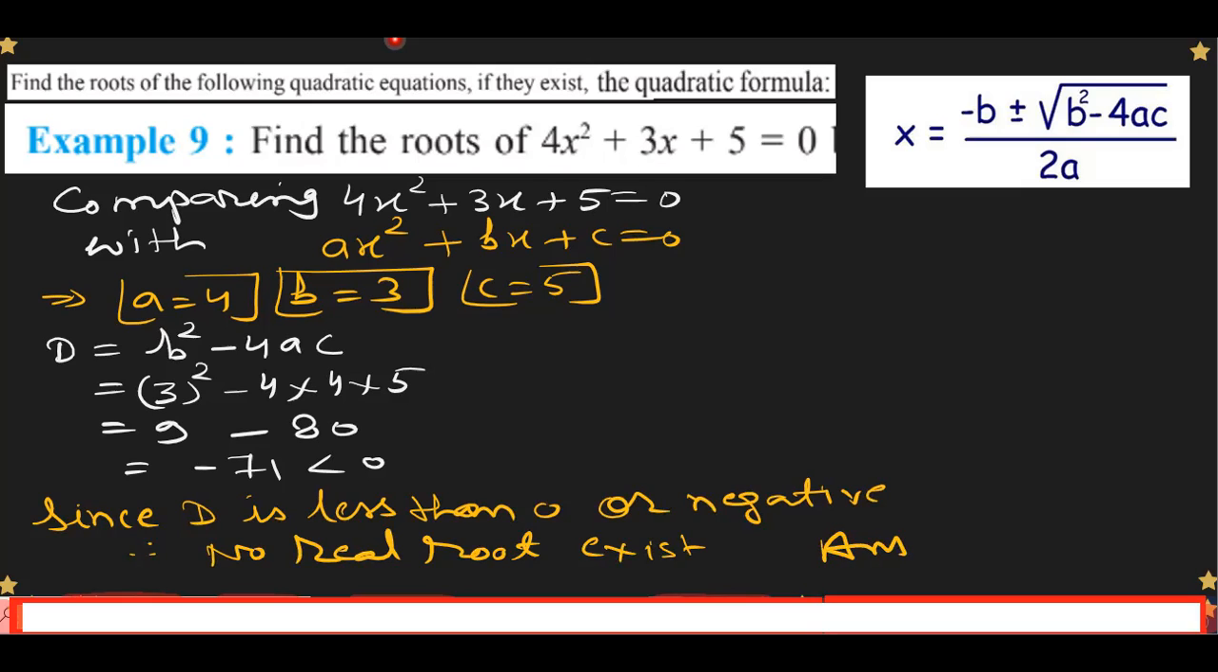जब रियल रूट एग्जिस्ट नहीं करते हैं तो हम केवल इतना इसका आंसर लिखना होता है, बिकॉज वी कैन नॉट सिंप्लीफाई, वी कैन नॉट सॉल्व इट फर्दर, हम इसके रूट्स फाइंड आउट नहीं कर सकते। तो केवल आप डिस्क्रिमिनेंट चेक करिए, नेचर ऑफ रूट चेक करिए। नेचर ऑफ रूट में अगर डिस्क्रिमिनेंट नेगेटिव आता है तो वो रूट्स रियल नहीं होते, और आंसर में भी ये लिखना होता है, सिंस डी इज डिस्क्रिमिनेंट is less than 0 or negative, therefore no real root exists.